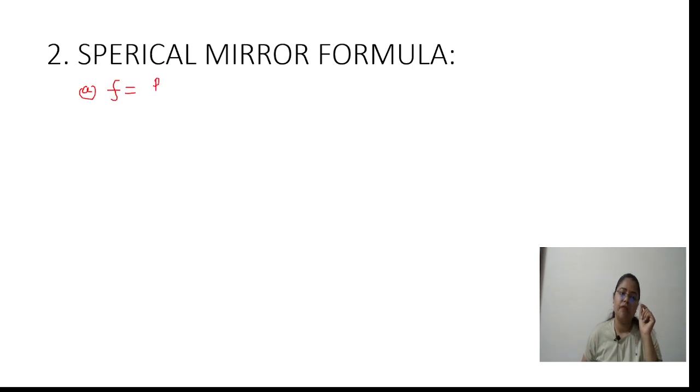So the spherical mirror formula we will consider. First we introduce f. Focal length is equal to half of the radius of curvature. Is it clear? This is a general and special formula. And lastly, some questions come in the NEET examination, where a radius of curvature is given like that.